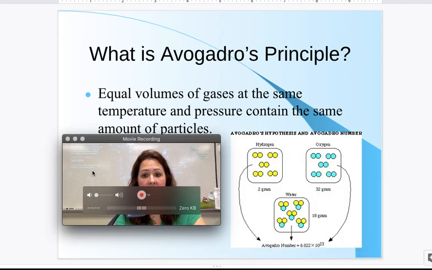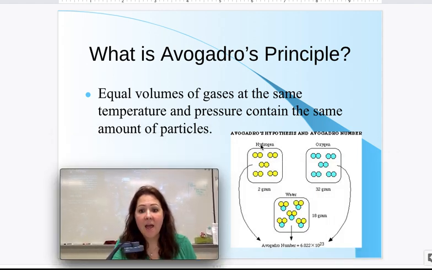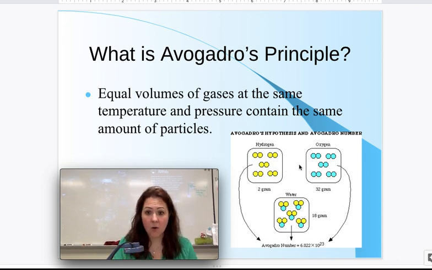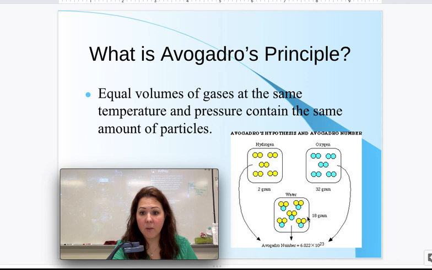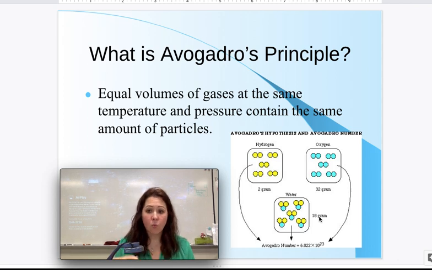In the little picture that I have here, I have 2 grams of hydrogen and 32 grams of oxygen. So this is 1 mole of hydrogen because of the mass. This is 1 mole of oxygen. Now when these two things combine together to make your water, H2O, you're going to make 1 mole of water molecules. That 1 mole of water molecules has a mass of 18 grams. So no matter what, you have 6.02 times 10 to the 23rd particles in that sample.